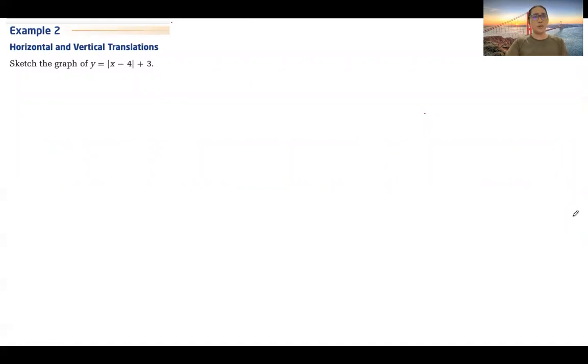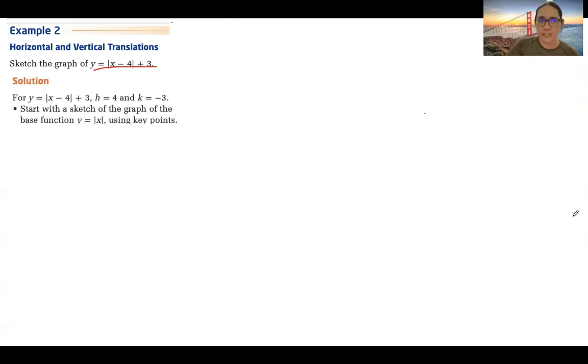And let's go to our example number 2, horizontal and vertical translation. Sketch the graph of y is equal to the absolute value of x minus 4, plus 3. So for the solution, of course, you have to identify your h is equal to 4 based on the given function, and your k is 3. Then start with a sketch of the graph of the base function.